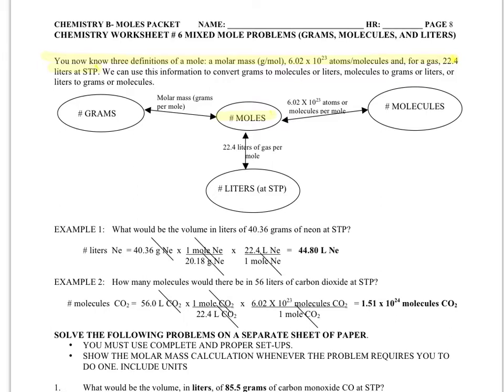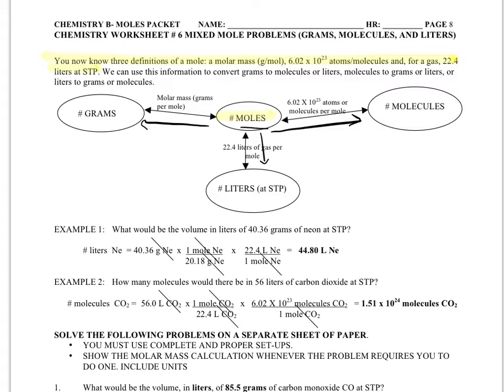We know that a mole is equal to an Avogadro's number of atoms or molecules, 6.02 times 10 to the 23rd. And we know that for a gas, a mole is equal to 22.4 liters, assuming that we're at standard temperature and pressure. So if you look at the chart on this worksheet, which is the exact same as the chart on worksheet 1, if you can convert whatever amount you're given, whatever unit you're given it in, to moles, you should be able to get from moles to grams, moles to molecules, or moles to liters, using the 3 definitions.